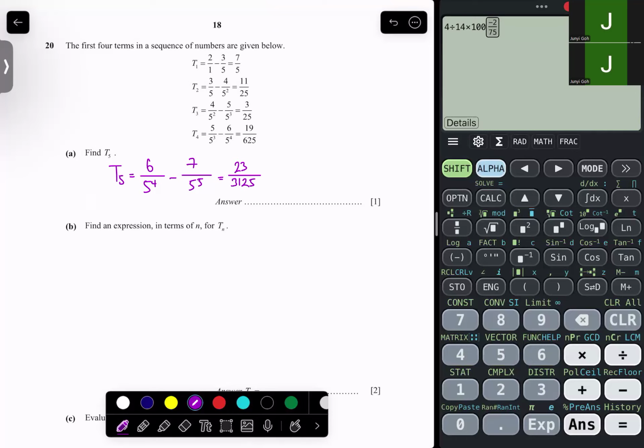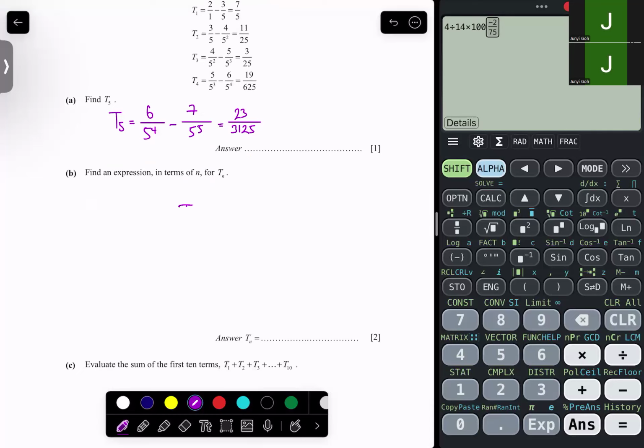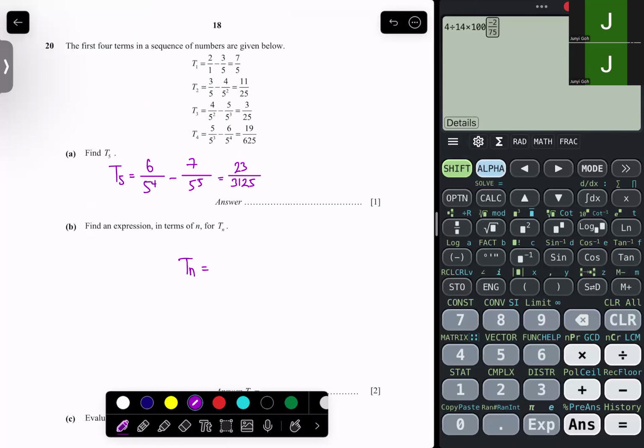Find an expression in terms of n for Tn. So Tn equals, let's see, Tn equals n plus 1 over 5 to the power of n minus n plus 2 over, this is 5 to the power n minus 1, then this is 5 to the power n. This is by observation.